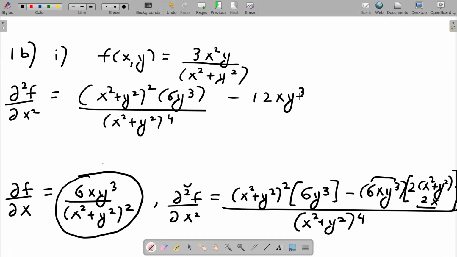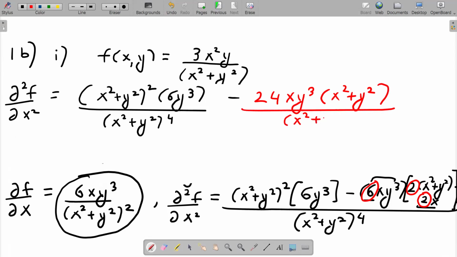In fact, I can make it 24. 6 into 2 into 2, which makes it 24. Let me write 24 here. So students can see 6 into 2 into 2 makes it 24 times xy cube times x square plus y square, whole divided by x square plus y square to the power 4. Now, students can see that this cancels with this, making it to the power 2 in the denominator.